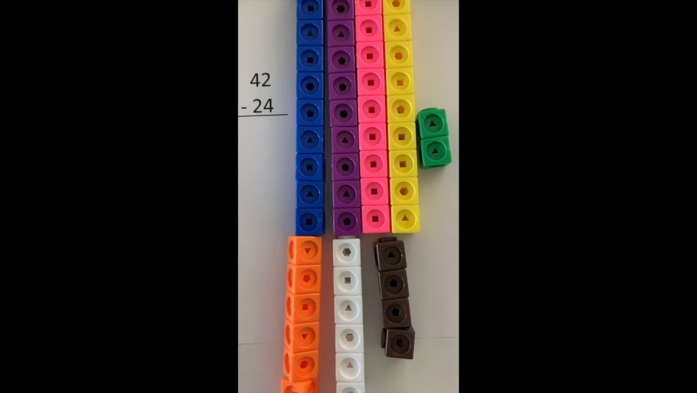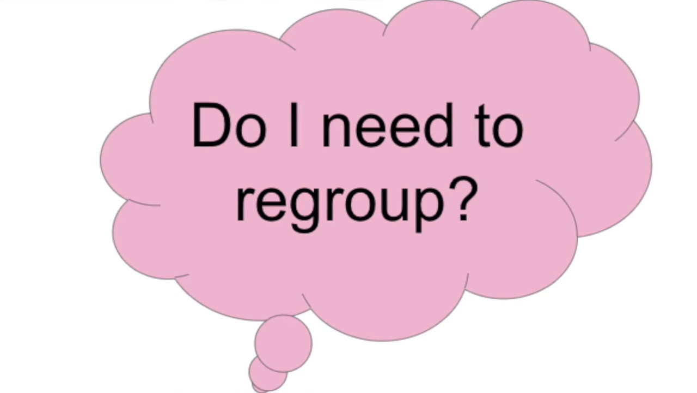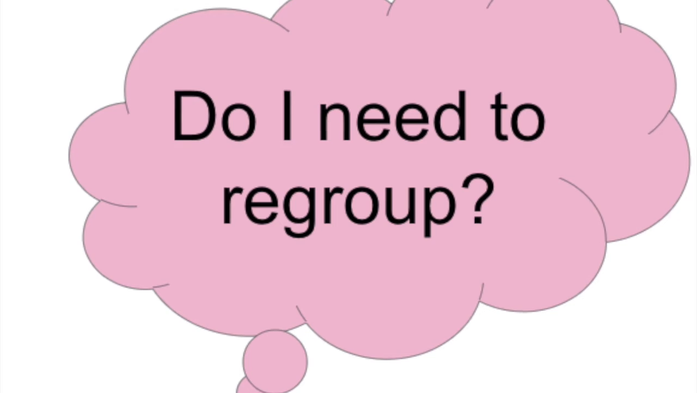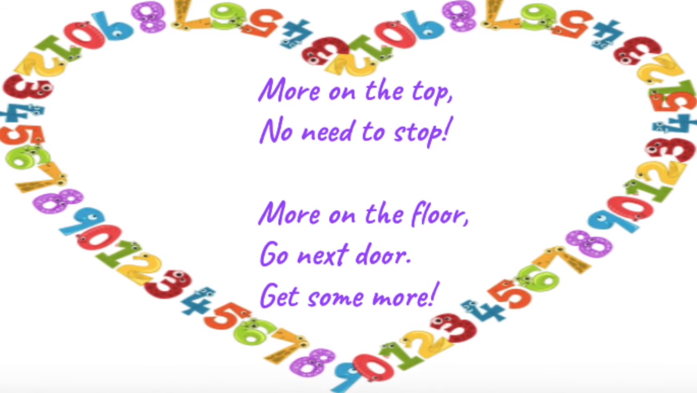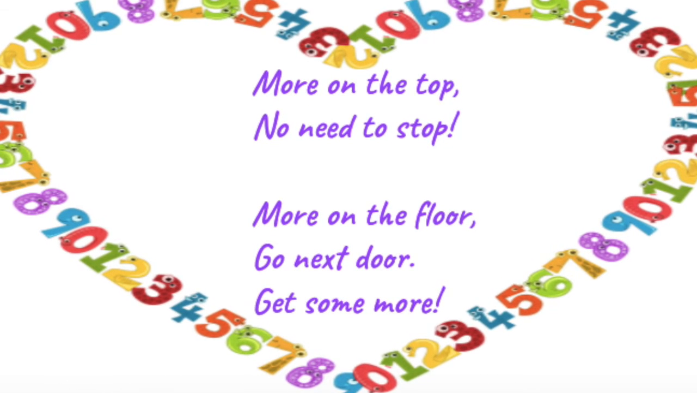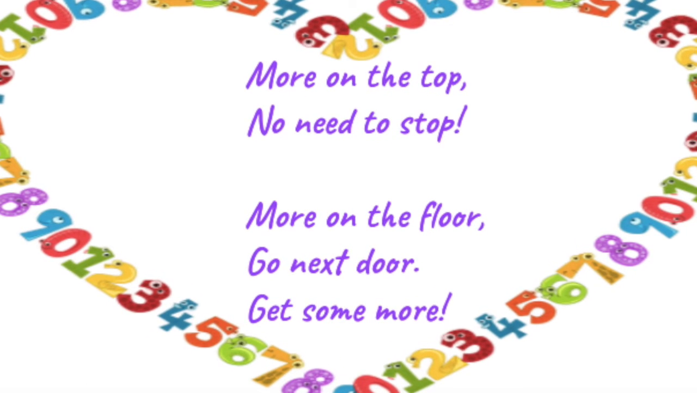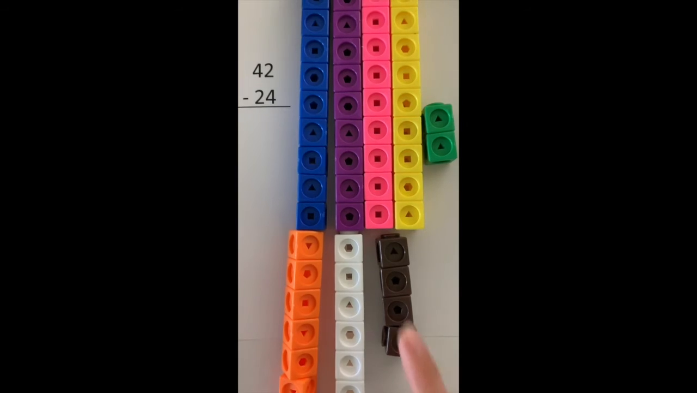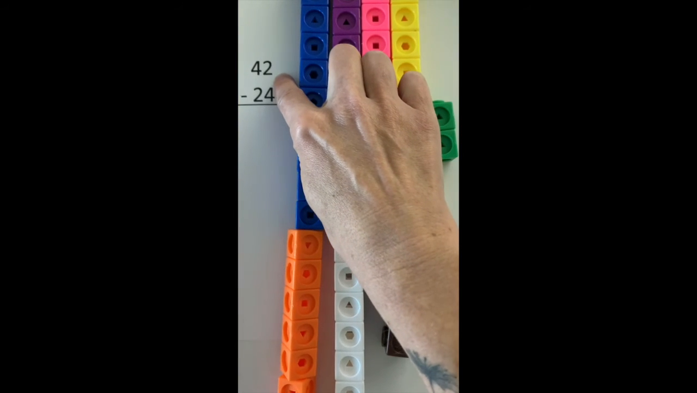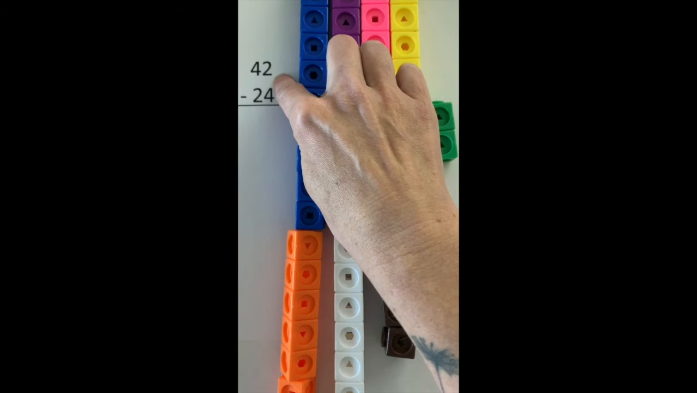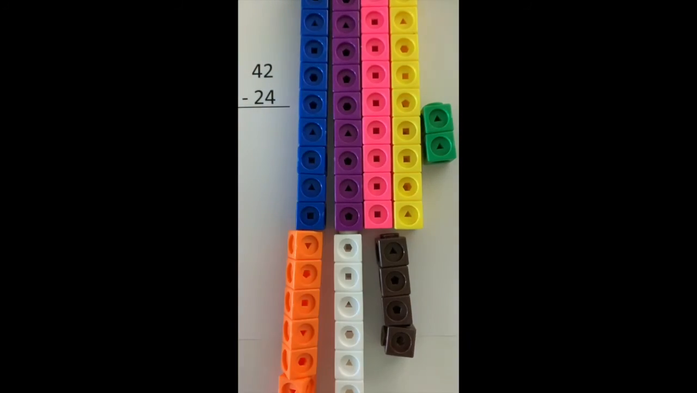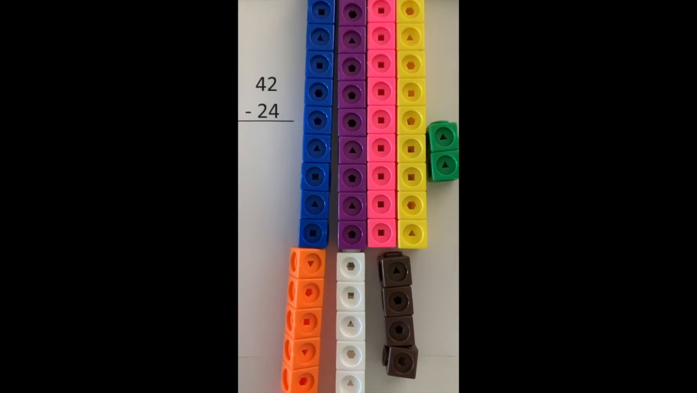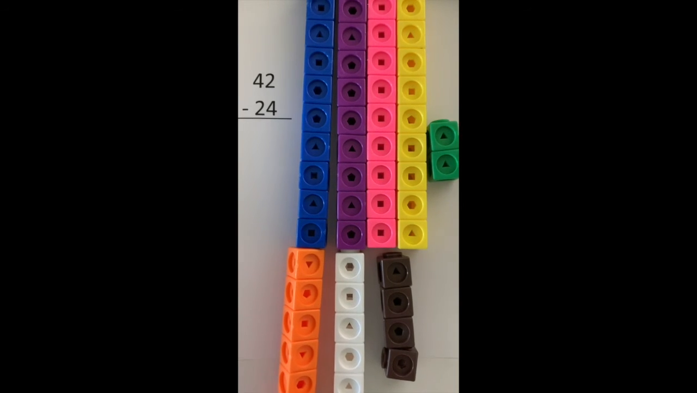Now, I'm going to ask again, do I need to regroup? Well, let's think of our rhyme. More on the top, no need to stop. More on the floor, go next door, get some more. So here is my 2. Is it bigger or smaller than my 4? Do I need to go next door to my 4 and borrow some tens? Well, in this case, I actually do.